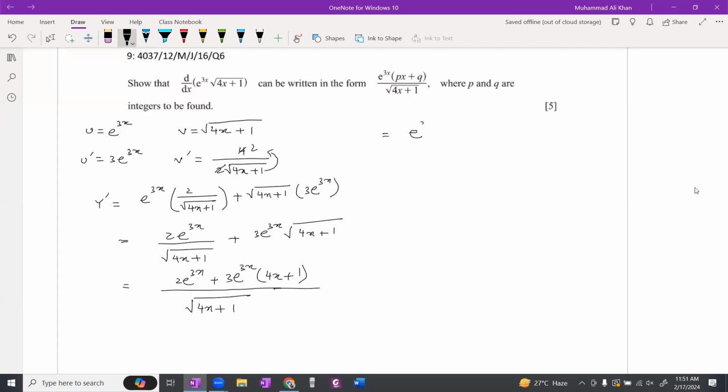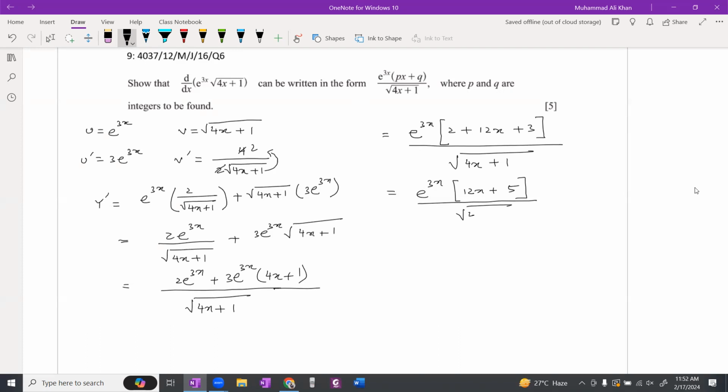e power 3x common. In the bracket, we have 2 plus 3 multiplied by 4, 12x, and 3 plus 3 multiplied by 1 is 3. Are you clear? Divided by under root 4x plus 1. So what is e power 3x? In the bracket, we have 12x plus 5 divided by under root 4x plus 1. So this is the result.